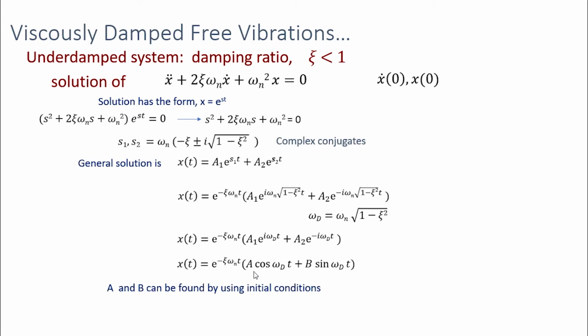Here also we can calculate the constants a and b from the initial conditions. We can substitute the initial velocity and initial displacement, and solve for a and b. We find a is equal to x0, which is the initial displacement, and b is equal to initial velocity plus zeta omega n times initial displacement, divided by omega d. If we set zeta equal to 0, this part will become 1, and omega d will become omega n. So if zeta is equal to 0, this will converge to the undamped free vibration response.